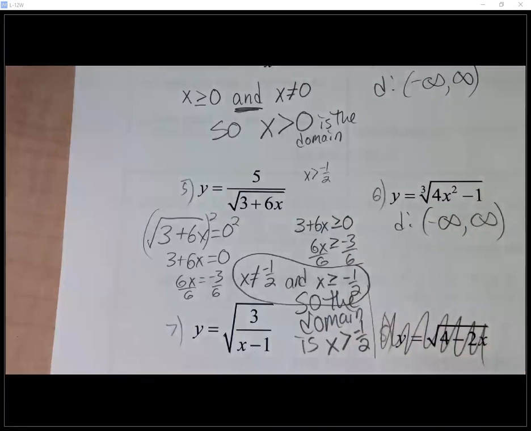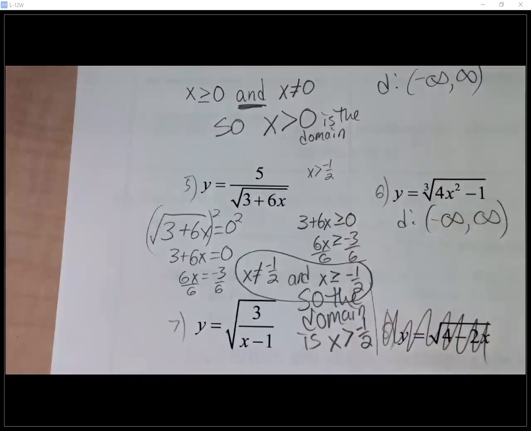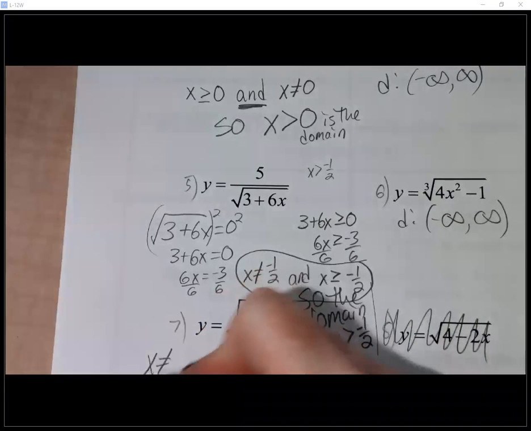All right, now seven's a wild turkey here. This one's got a lot going on here. So, what do you know right away I'm not allowed to have? +1. Yeah, +1. Why is it I'm throwing it out the window, right? +1 would get me a 0 in the denominator. Can't have it. So I know for a fact I can't have +1. Okay, cool. So X cannot equal +1.